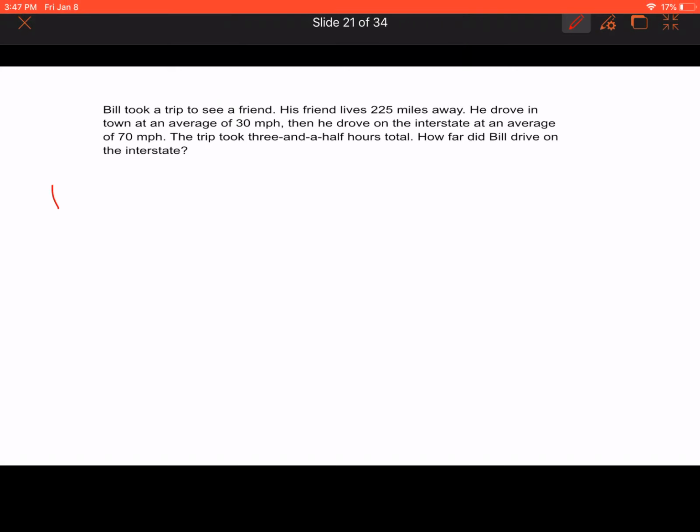So he is traveling through the town and also on the interstate highway. We just try to find the values that are given. If his friend lives 225 miles away, that means the total distance is 225. He drove in town at an average of 30 miles per hour, and the interstate is 70 miles per hour. The total time taken is 3.5. Okay, so we have to find how far he drove on the interstate.